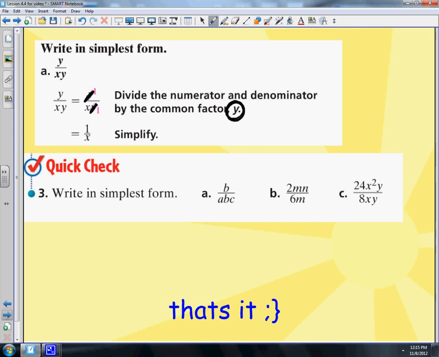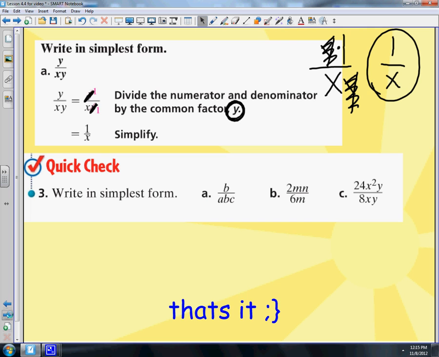Now the 1 on top is just there because it's the identity property, and you have to have something on the top. Have you ever seen a fraction with nothing on the top? You can't have empty space. If I cross off that y and cross off a y, I can't just leave emptiness on the top. So you always assume there's a 1 there because it's the identity. y times 1 would still be y. So then your answer is 1 over x.